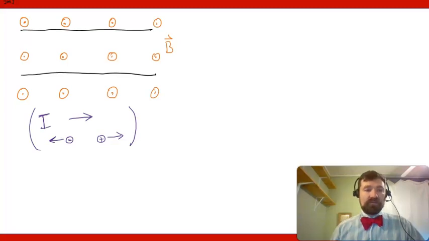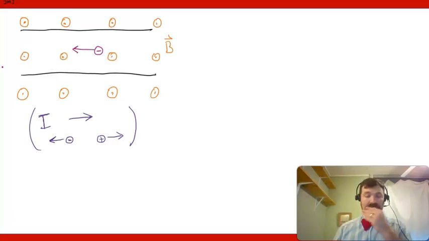Let's say now, for the sake of argument, that I happen to have a negative charge to create this current. So this negative charge is moving in this direction on average. That's your drift velocity. All right, what direction does the force from the magnetic field act on this particle?